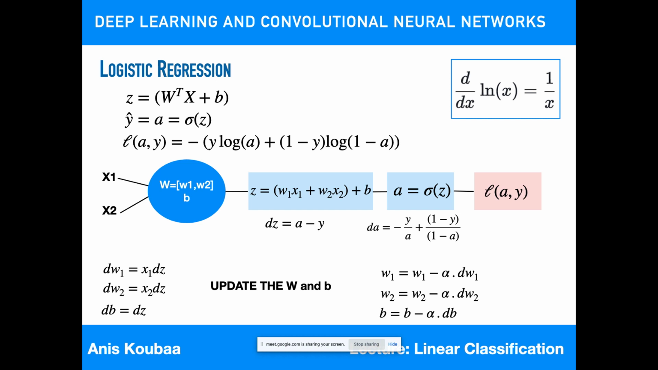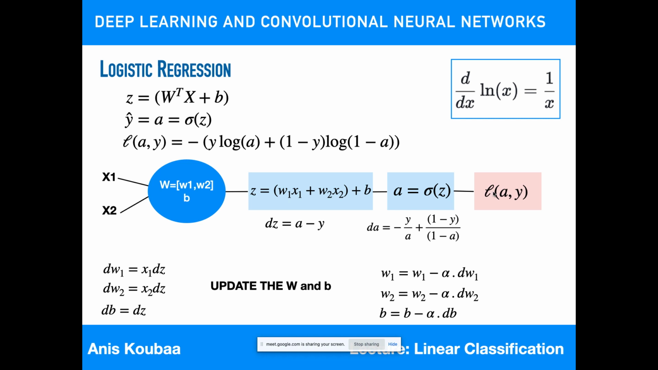Just to make a summary, we have assumed that we have an image as an input. For example, we have two pixels, x1, x2. They will go through the neuron. First of all, we make a linear transformation, z equals wx plus b. Then we add a nonlinear transformation by applying the sigmoid function. And finally, we calculate the loss.